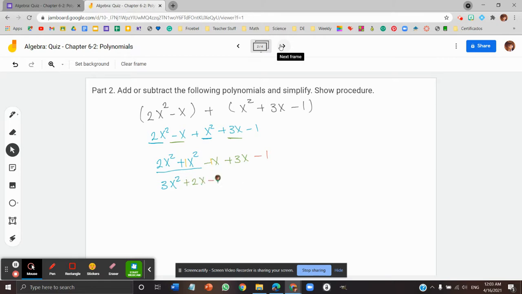And the minus 1 all by itself. And that is in standard form from the biggest to the smallest. And that will be my answer, simplified. Let's try another one.